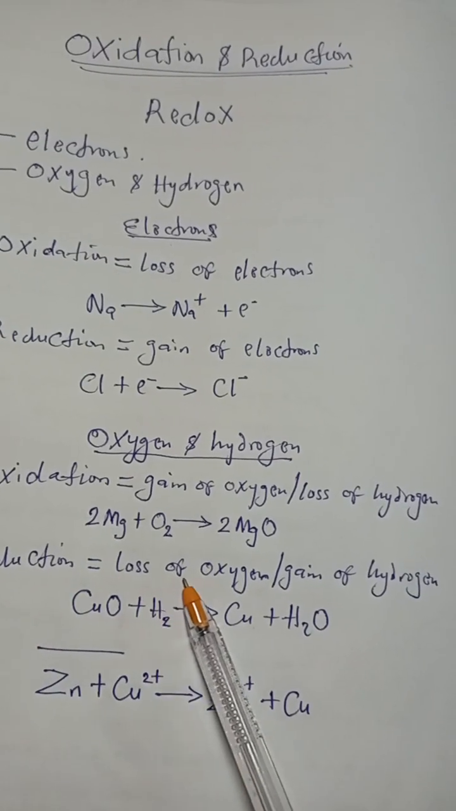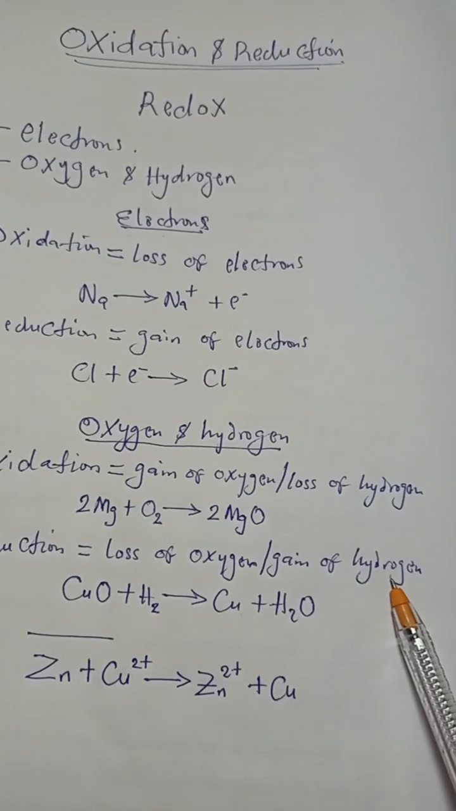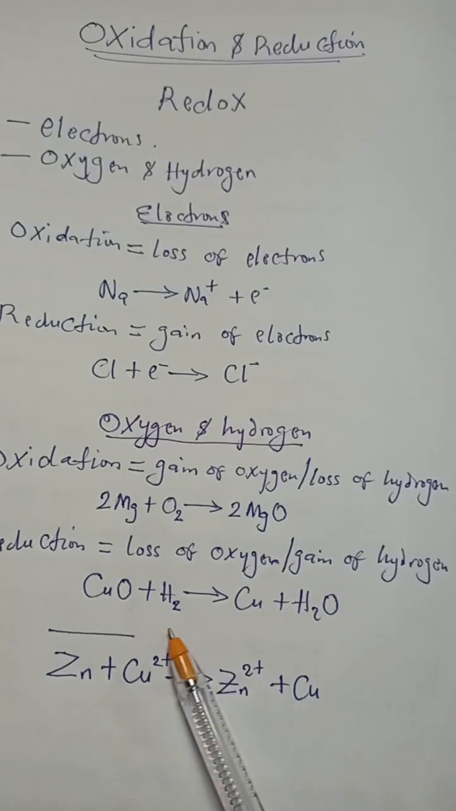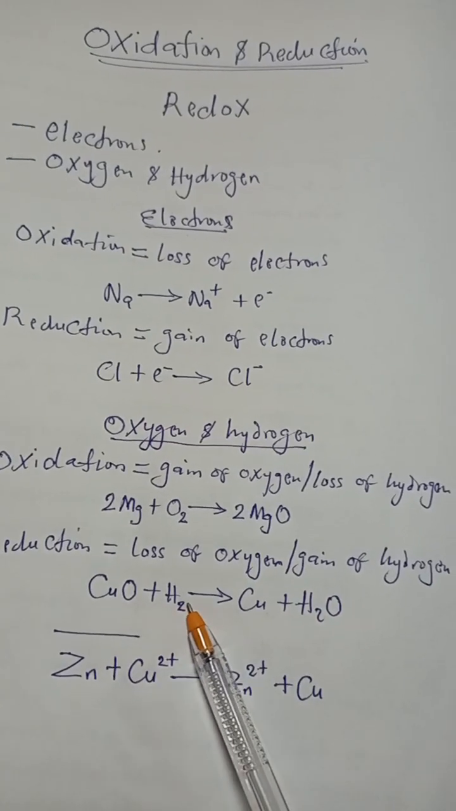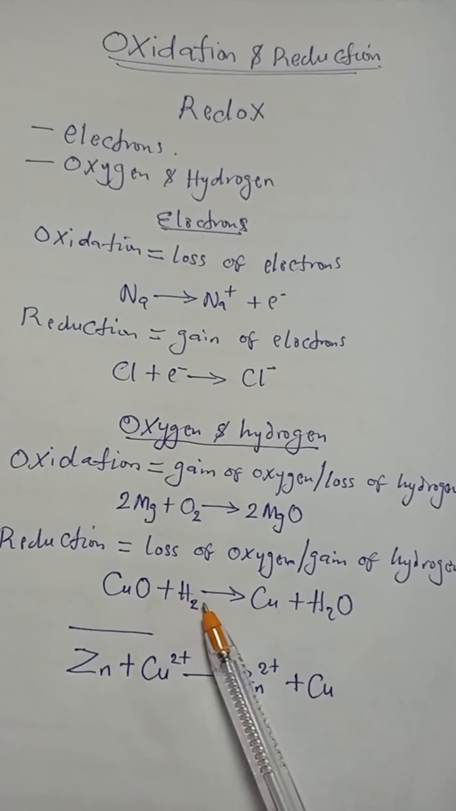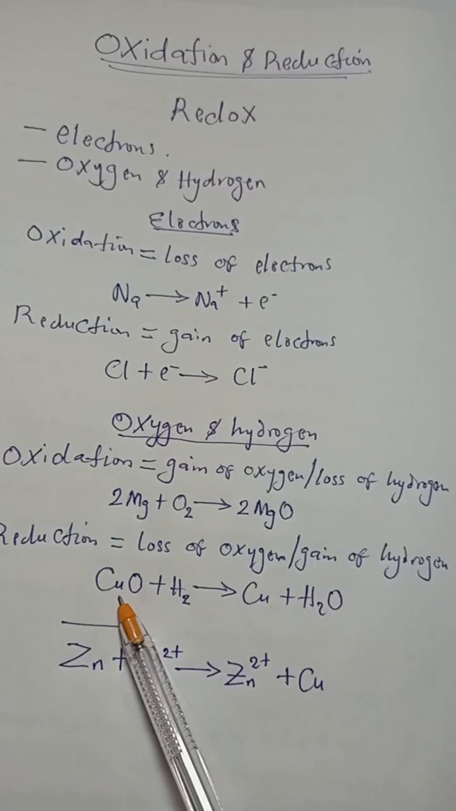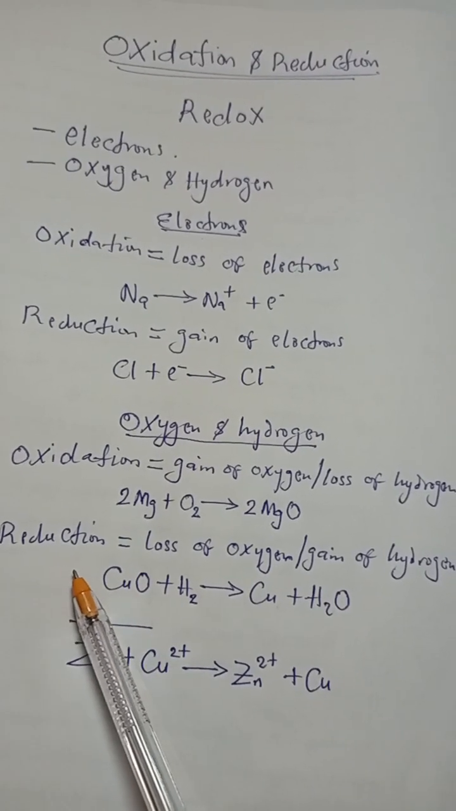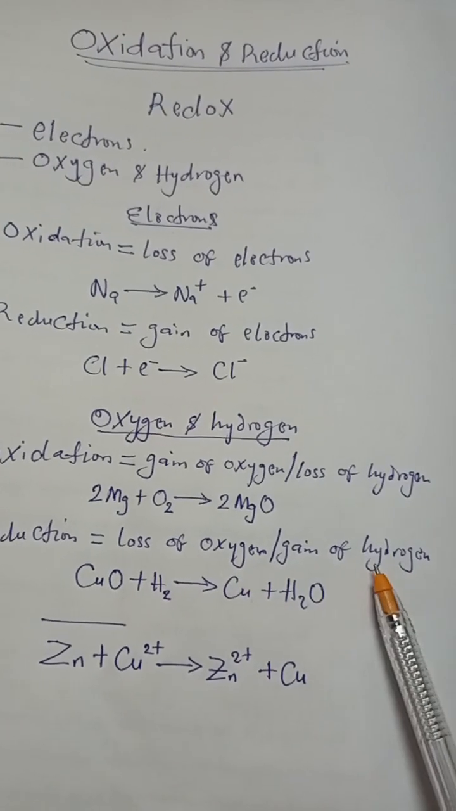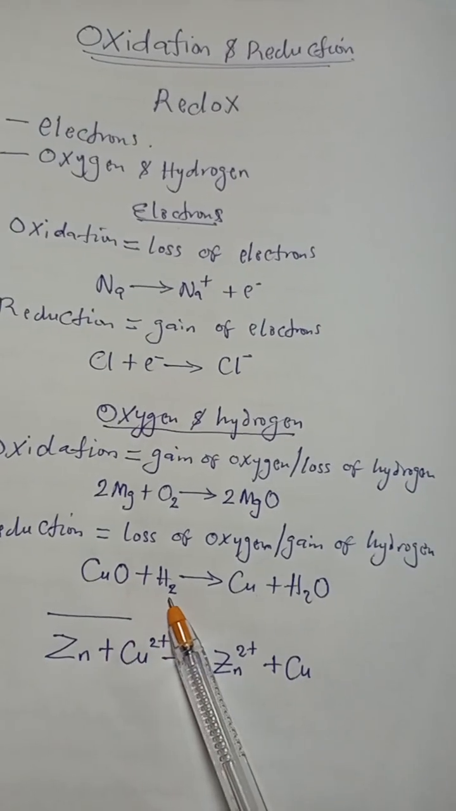Reduction is what? Loss of oxygen atom and gain of hydrogen atom. Loss of oxygen and gain of hydrogen. Look at this reaction. Copper oxide plus hydrogen. This particular copper oxide now is being added hydrogen, because this hydrogen is added to it. Because this copper oxide is gaining hydrogen, it is what? Reduction. Remember that reduction is what? Loss of oxygen and gain of hydrogen, because hydrogen is being gained, right? Plus hydrogen, it means this reaction is what?